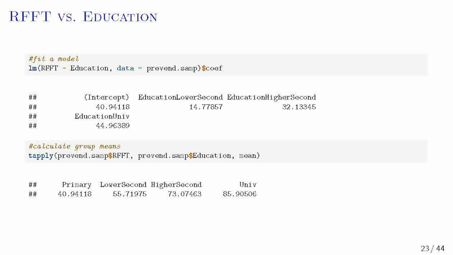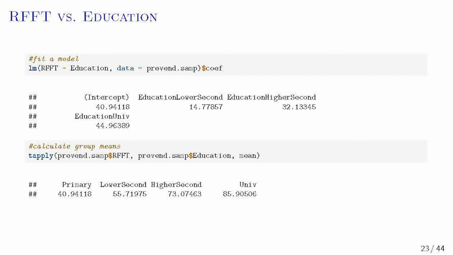The resulting coefficients from fitting this model with all of these dummy variables are an intercept of 40.94. So our average primary educated person's RFFT score is 40.94.